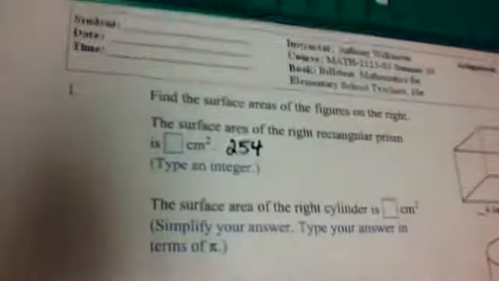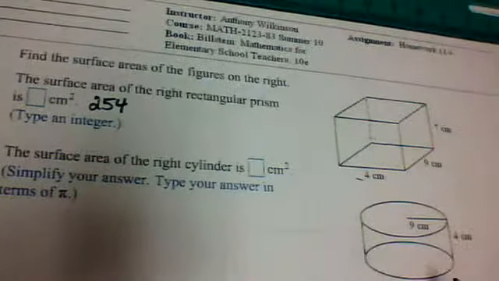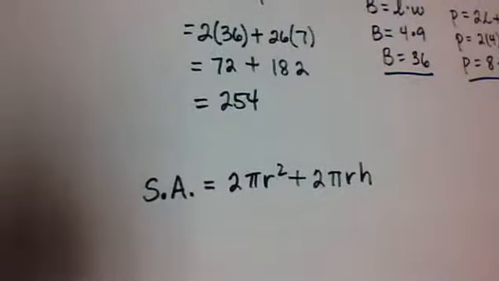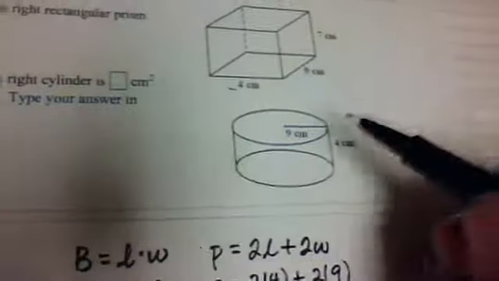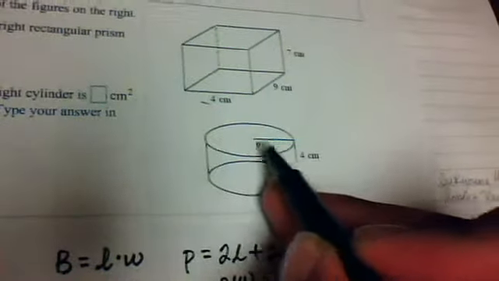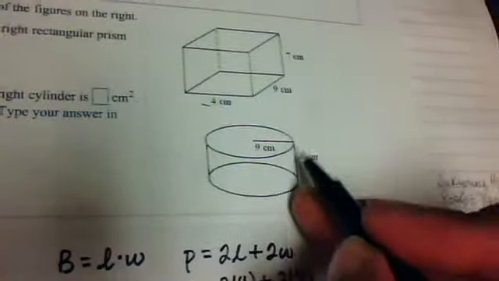Okay, now the next thing we want to find is the surface area of the right cylinder. Here's our right cylinder right here. Now we do have a formula for finding the surface area of a right cylinder, and it's a right circular cylinder, so it'll be 2 pi r squared plus 2 pi r times h. R is the radius of the circle, and h is the height of that cylinder. All right, now going back to that figure here, the radius is 9 centimeters, and the height is 4 centimeters.